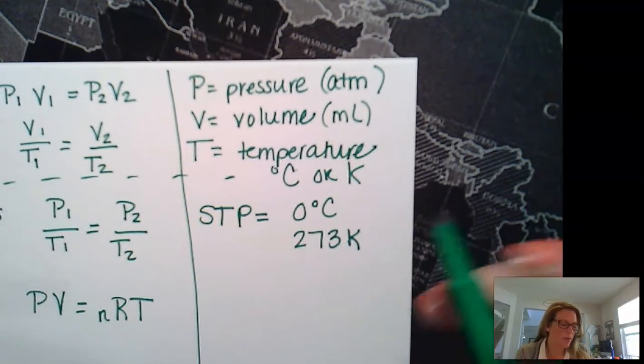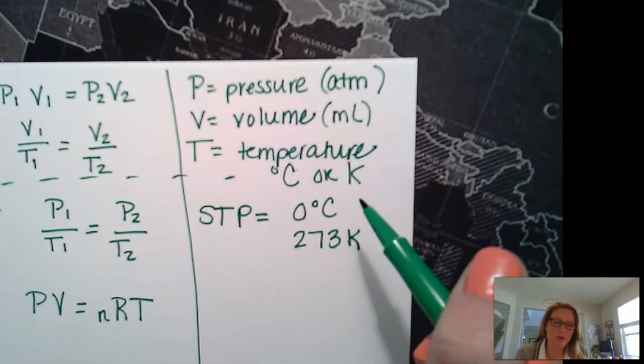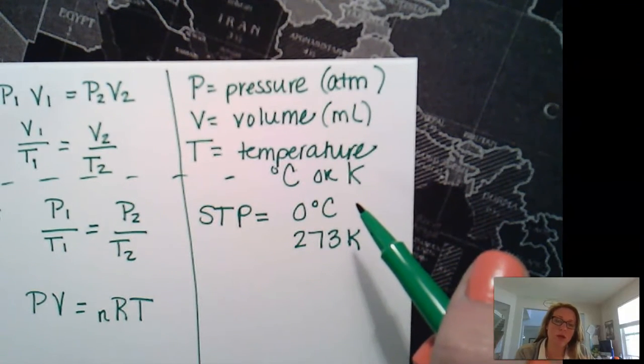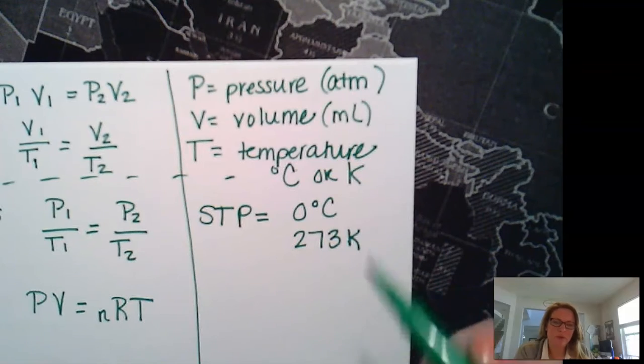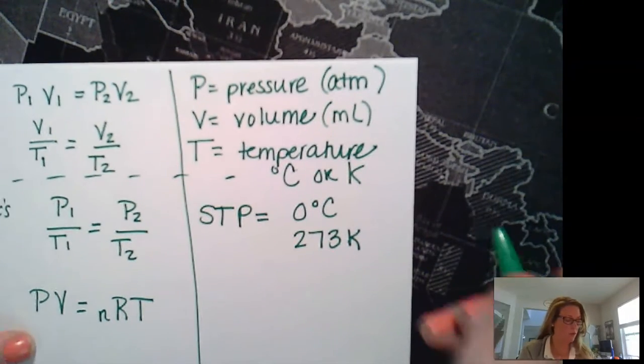One really easy thing about that is if you have to go back and forth, you just add 273 to whatever degrees Celsius you get. We talked about that last week, but for example, if it's 10 degrees Celsius, you just add 10 plus 273. So it's a very easy conversion. It is not like Fahrenheit at all.